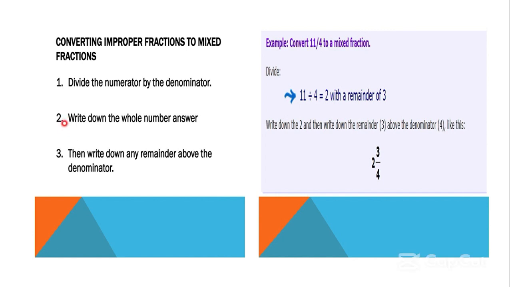Next, in step 2, write down 2 as our whole number. Then write down the remainder 3 as our numerator, above the denominator. And our divisor, which is 4, must be the denominator. So you get 2 and 3/4. You converted 11 over 4 to a mixed fraction and you get this result. Okay?